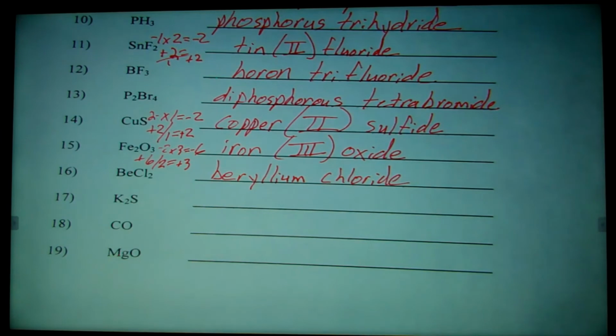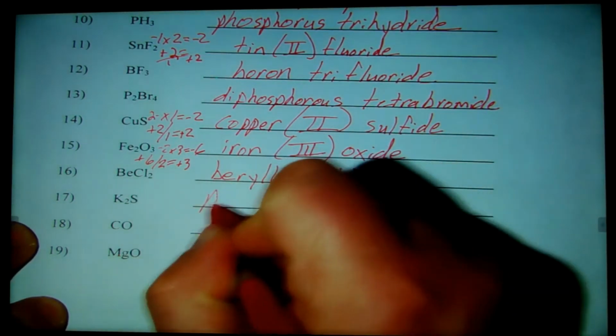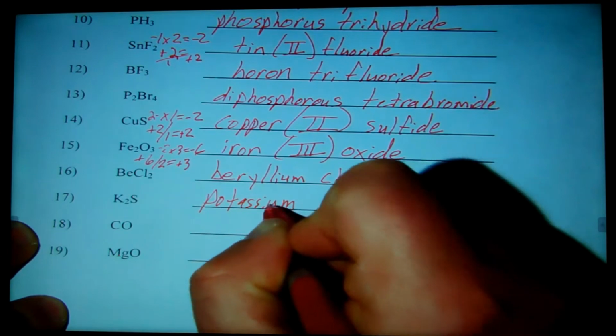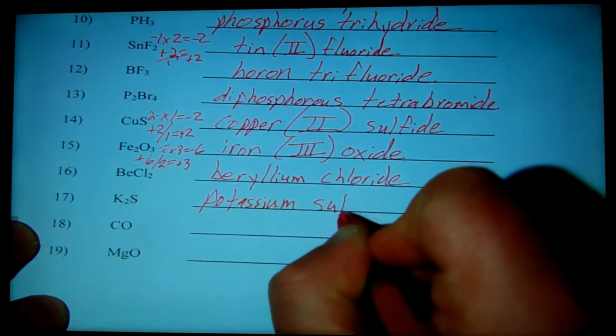Beryllium chloride. Number 17, K2S. Potassium is a metal. Sulfur is a non-metal. Ionic. Potassium has a fixed charge, therefore named off monatomics. So potassium sulfide.